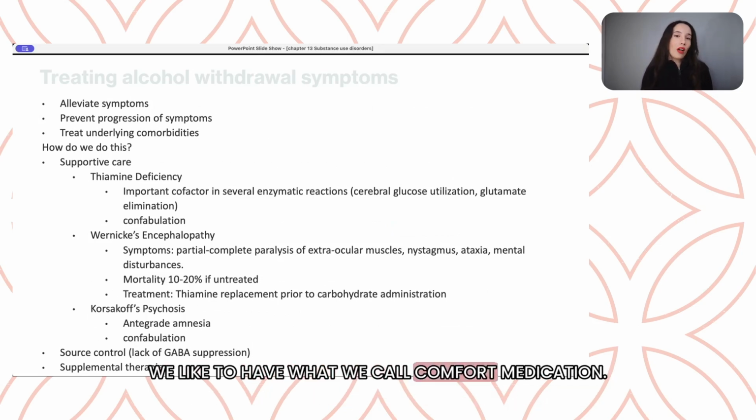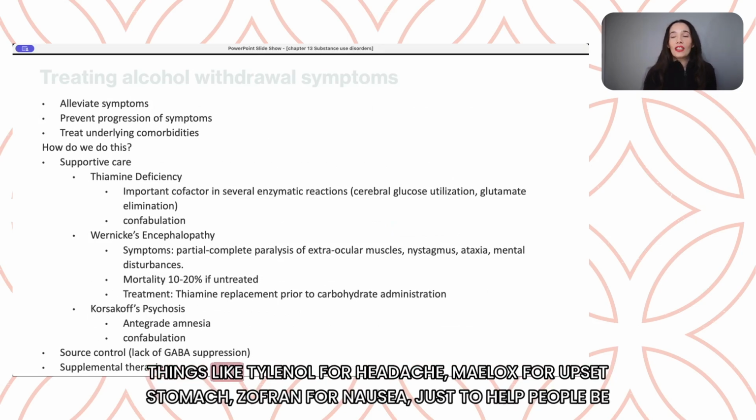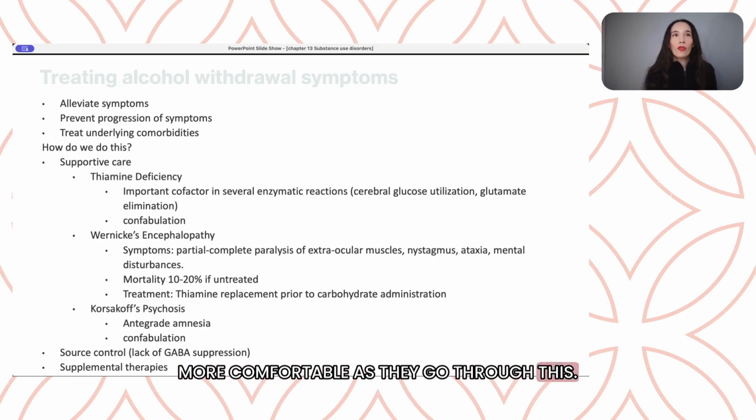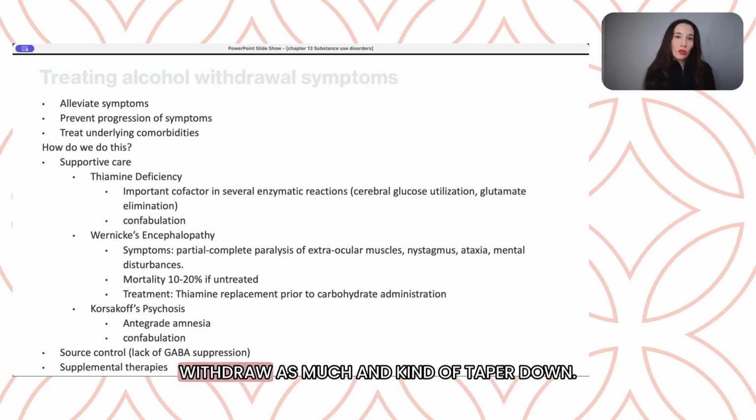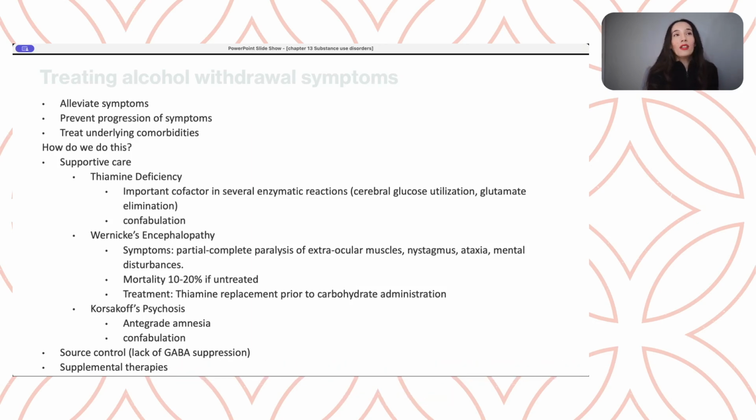When we treat alcohol withdrawal symptoms, we always want to focus on alleviating symptoms. We like to have what we call comfort medications, so things like Tylenol for headache, Maalox for upset stomach, and Zofran for nausea, just to help people be more comfortable as they go through this. We want to prevent progressive symptoms, so using those CIWAs and medicating as needed to help them not withdraw as much and kind of taper down.